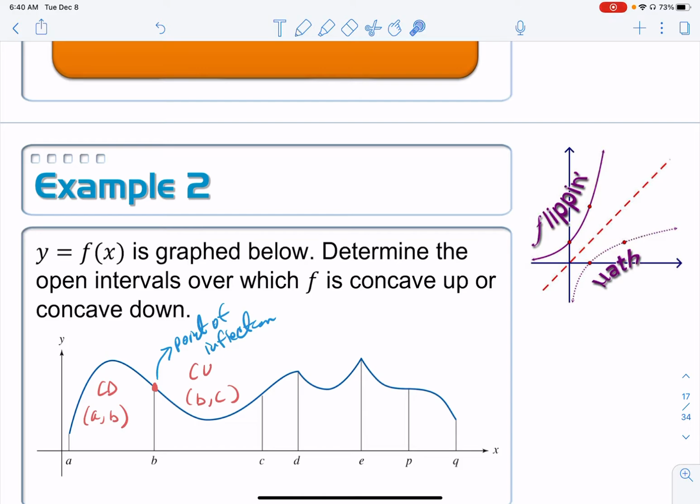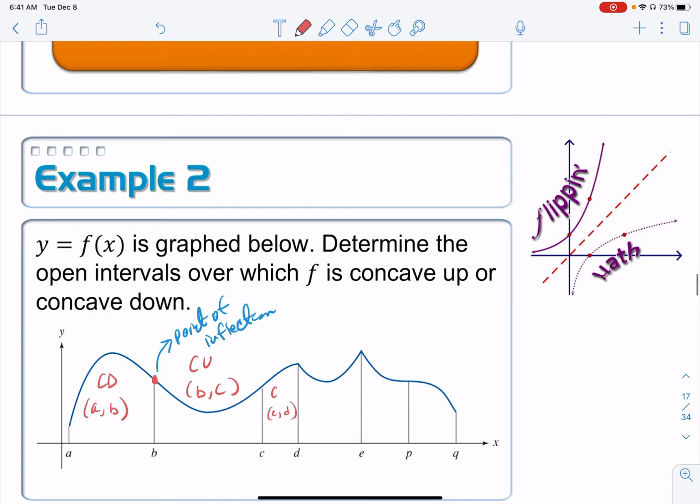Okay, let's take a look at the next interval from C to D. From C to D, looks like this shape is concave upwards. So concave upwards on the interval from C to D. And then what about from D to E? From D to E, it is, wait, did I say this is concave up? That is not concave up. This is going downwards. What the heck?